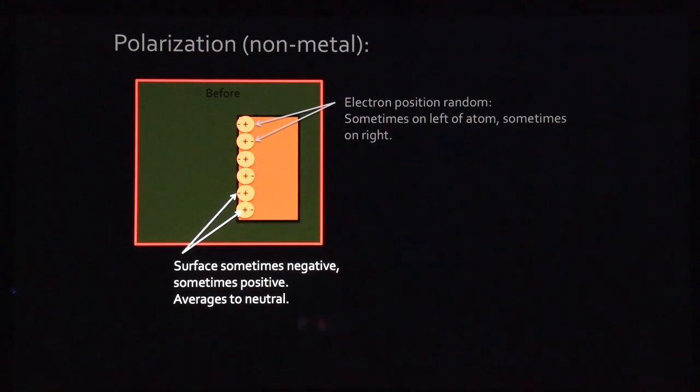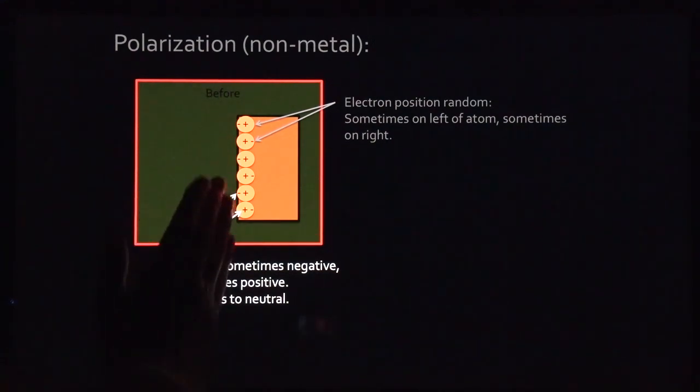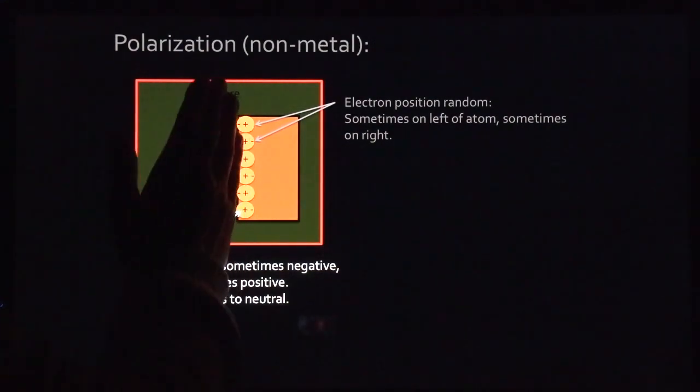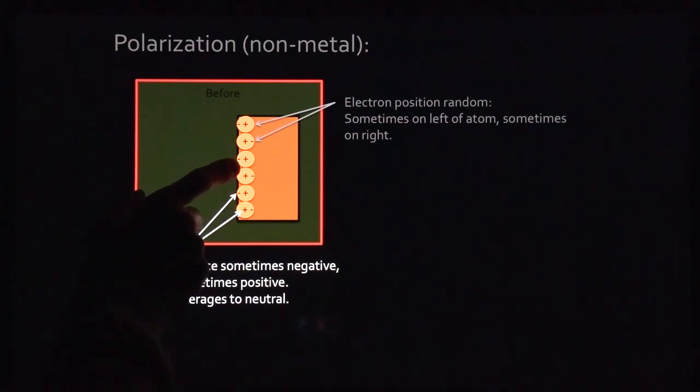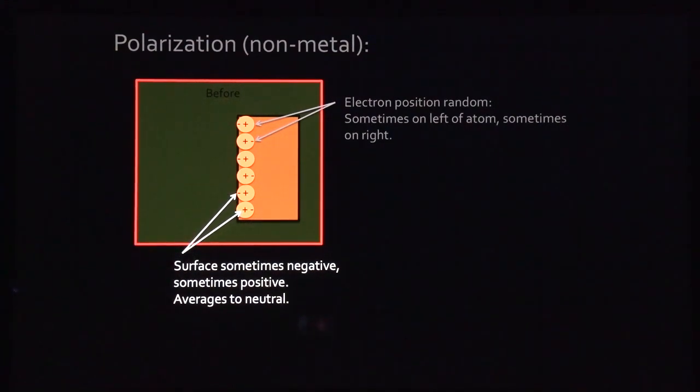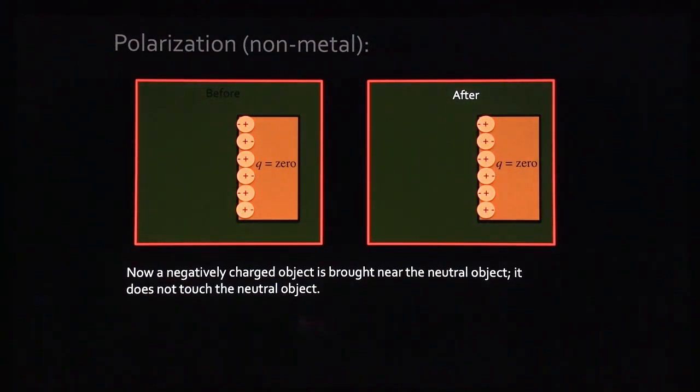So what that means is, if you look at the surface of the non-metal here, sometimes the surface is negative and sometimes it is positive. So here it's negative, here it's positive. Sometimes we got positive, sometimes negative, positive, and overall that averages to neutral. So the surface of the non-metal is neutral. Now a negatively charged object is brought near the neutral object. It does not touch the neutral object.